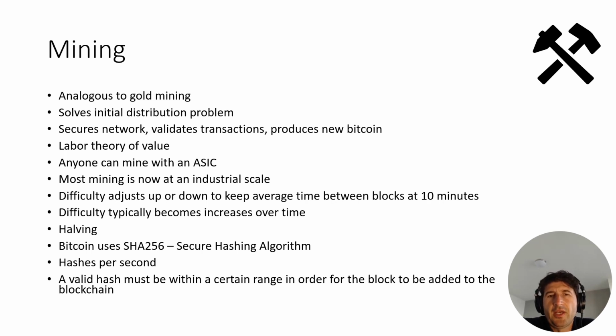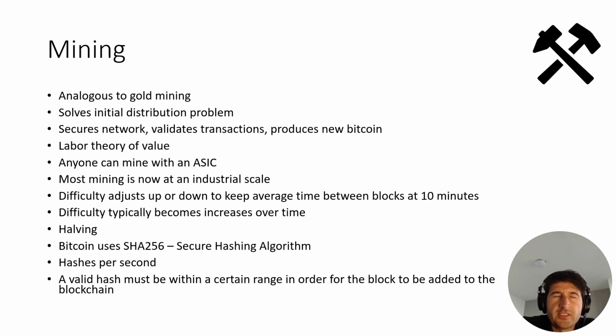So anyone can mine now, which requires an ASIC. Essentially, it's a machine that is dedicated to Bitcoin mining. But again, most mining is at an industrial scale. So while it can be nice to have one or two of the ASICs at home, it's not necessarily a profitable or advisable endeavor. The difficulty is what keeps the issuance of Bitcoin regular.